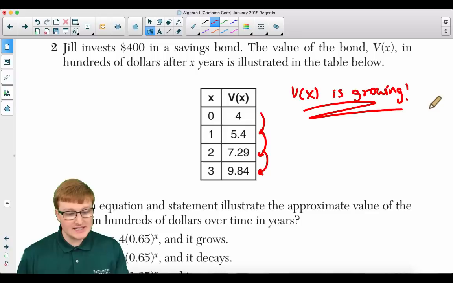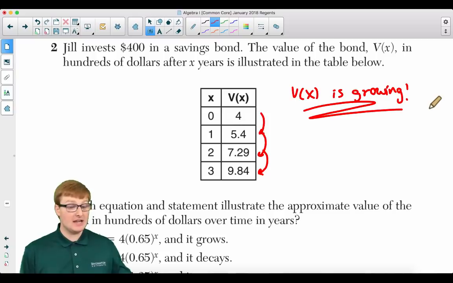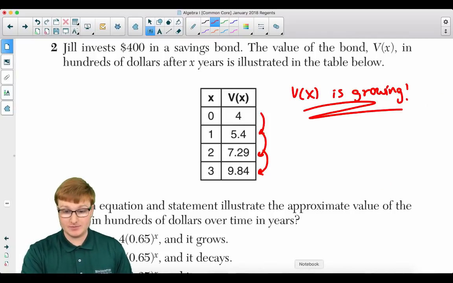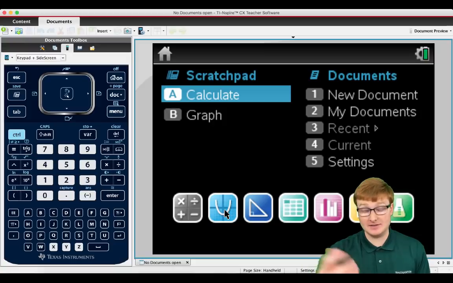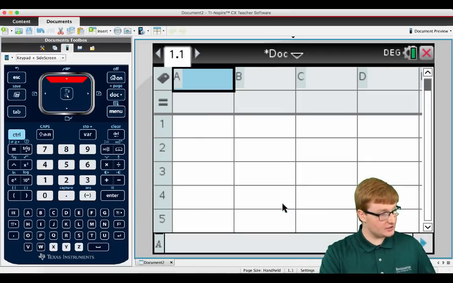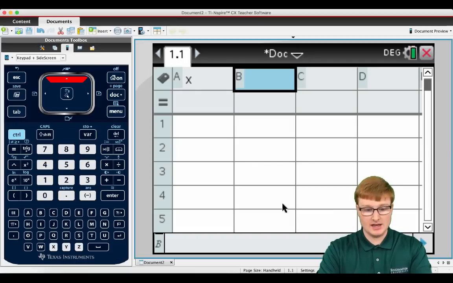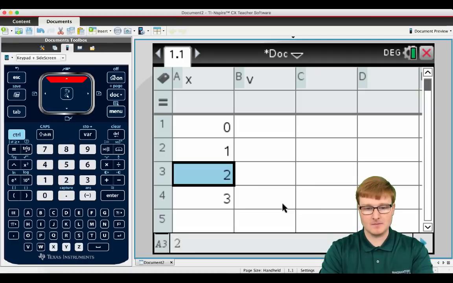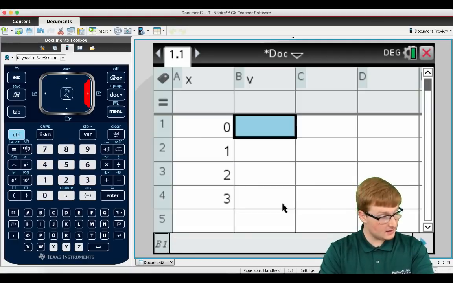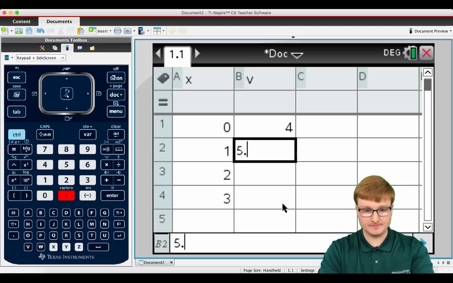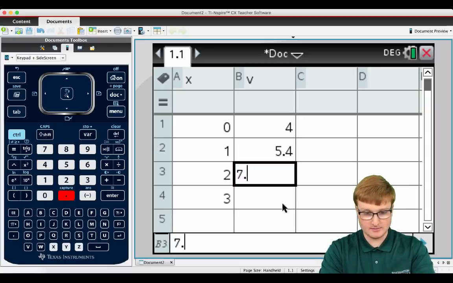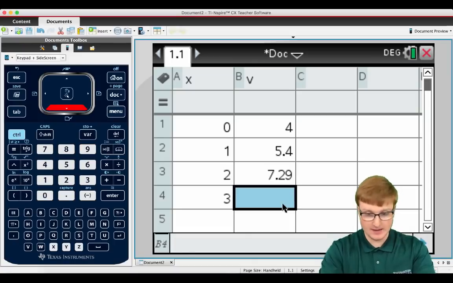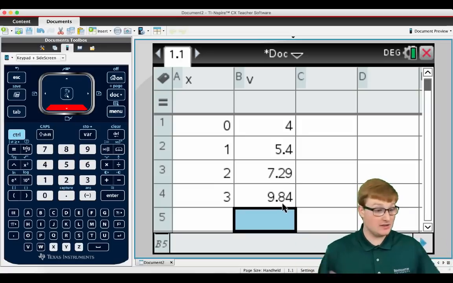Okay? So since it is growing, let's go ahead and type this table of values into our calculator and evaluate an exponential regression. So go to your graphing calculator. I use, again, the TI Inspire. All right, go to your lists and spreadsheets, and you're going to type in x, and you're going to type in v, and type in these numbers. So 0, 1, 2, and 3, and go to your v column. So 4, 5.4, we have 7.29, and we have 9.84. So now that we have this, let's go ahead and calculate the exponential regression.